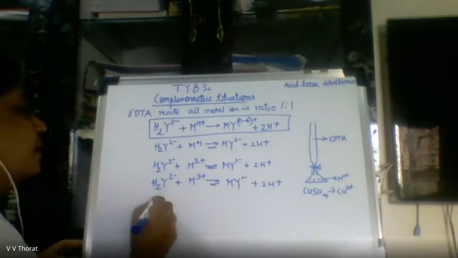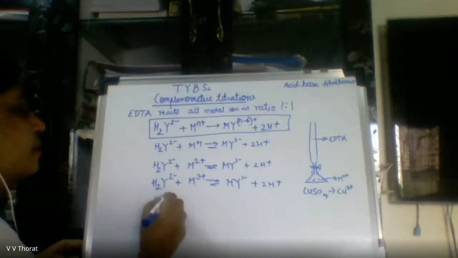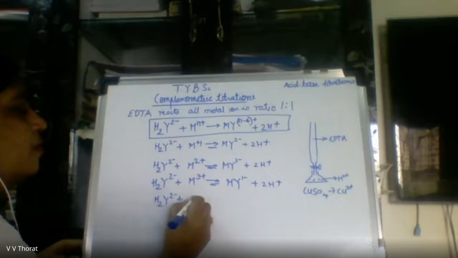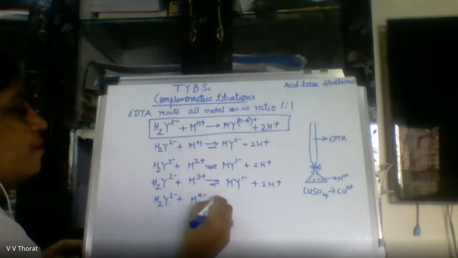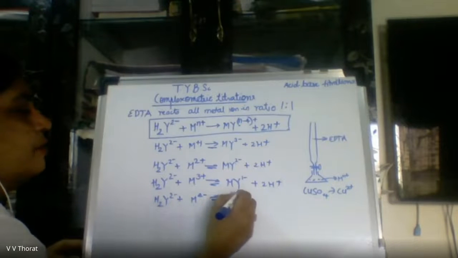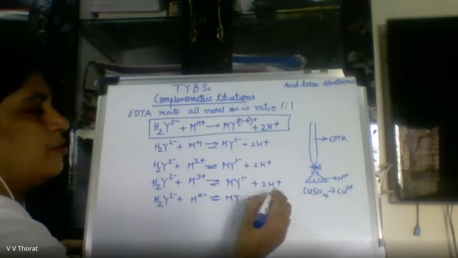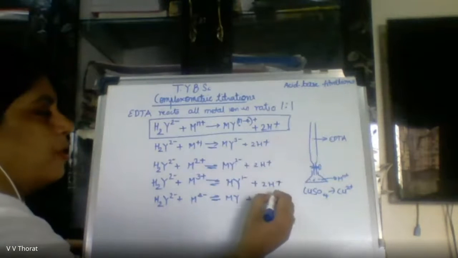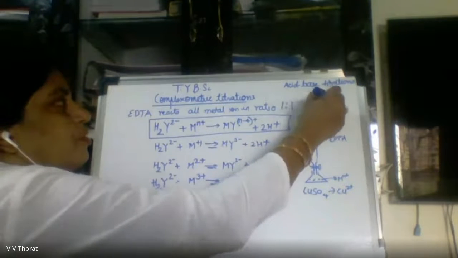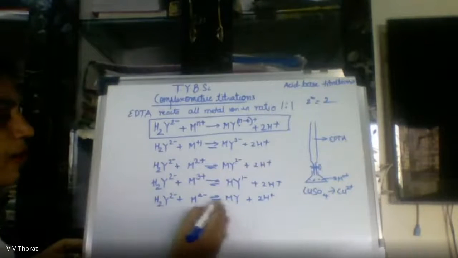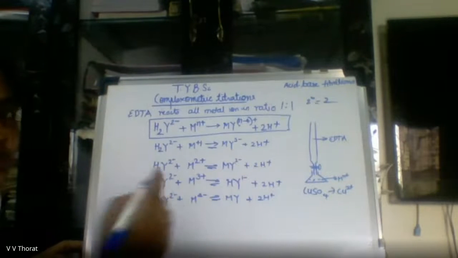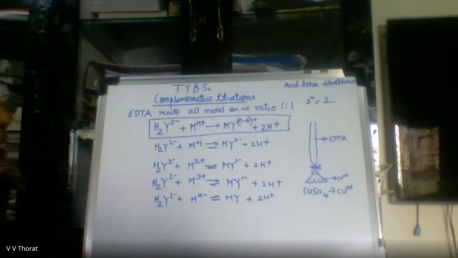But suppose I take a tetravalent ion such as thorium 4 plus, what will it be? M raised to 0, meaning M raised to 1 plus... anything raised to 0 is the same number, okay? Meaning 2 raised to 0 is equal to 2. So M raised to 0 will come, right? So it is the same as M Y plus 2H plus.